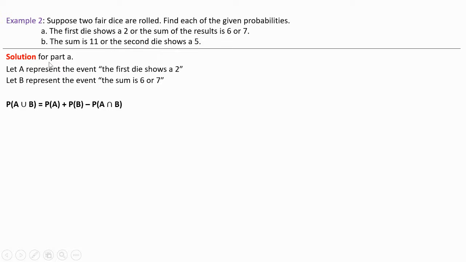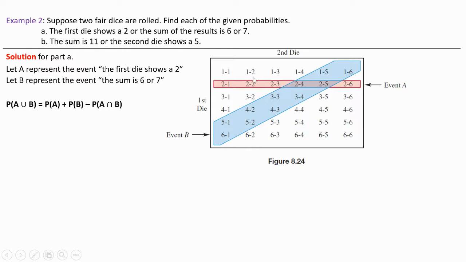Again, set A represents that the first die shows a 2, and set B shows that the sum is 6 or 7. For that, here's a copy, guys, of all the possible outcomes when you roll two dice. This is the first die, it can be a 1 and a 1, a 1 and a 2, and so forth. So it's going to be 36 total, because there are 6 this way and 6 down, and 6 times 6 is 36. So that's going to be my sample space.